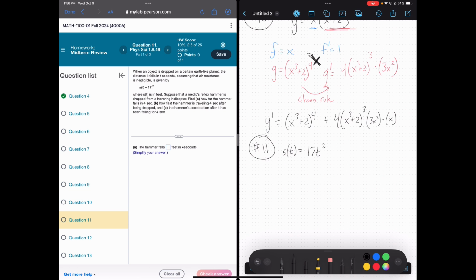So let's just focus on part A. How far does the hammer fall in 4 seconds? Well, what is that question asking for? Position, velocity, or acceleration? Distance. It's just talking distance. It's just talking position. So I don't need to take any derivatives yet. All I'm doing is plugging 4 into my position function. So part A is just s of 4.